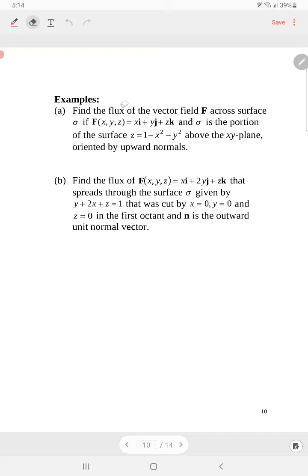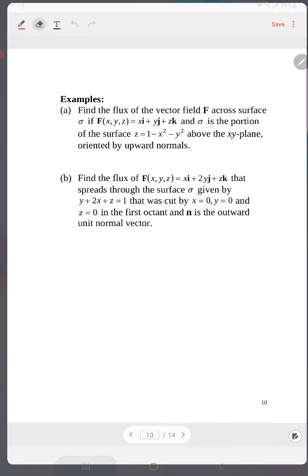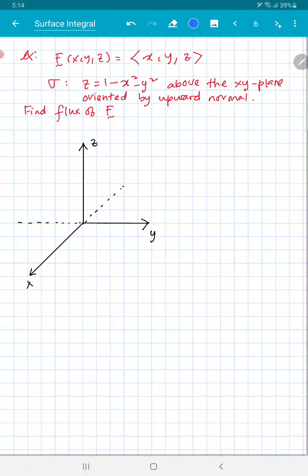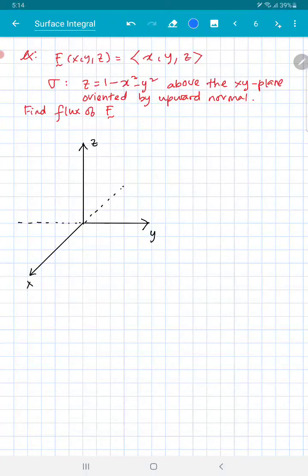Here we are asked to find flux of vector field F across the surface sigma, if F is this and sigma is the portion of the surface z equals 1 minus x squared minus y squared above the xy plane, oriented by upward normals. So here we have our vector field F and also surface sigma. Now let's sketch our surface sigma.